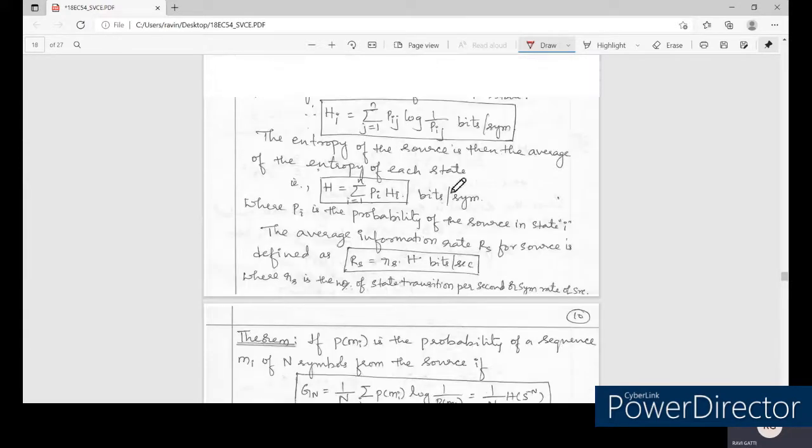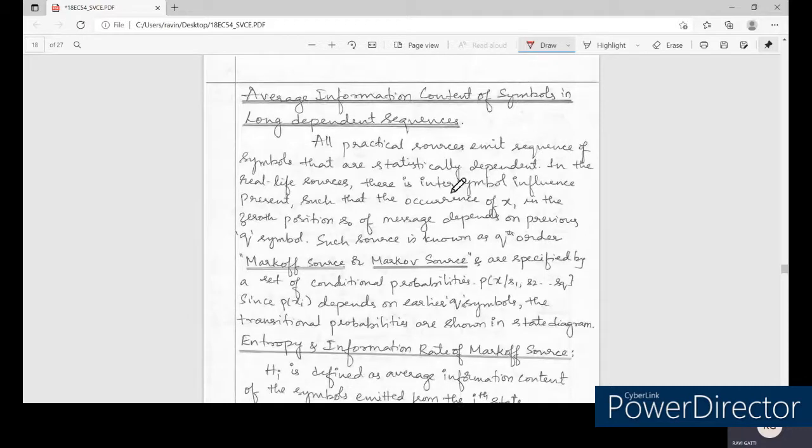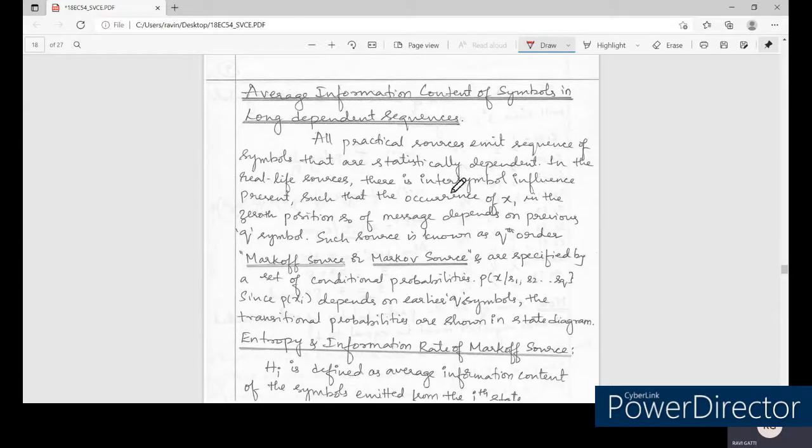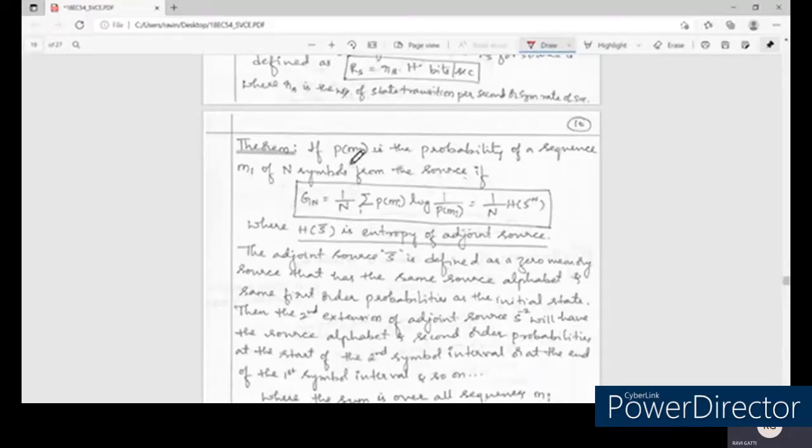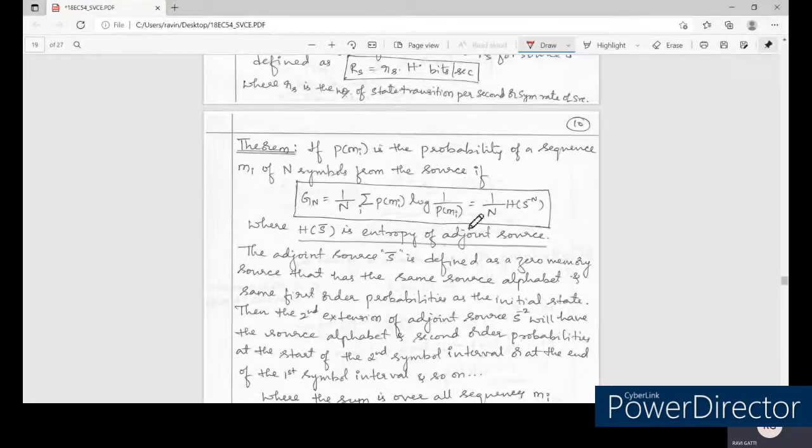Next, when we deal with a Markov source emitting a long sequence, it is necessary to find out with what probability the source is emitting and under what condition. If I increase the number of source symbols, whether the entropy will increase or decrease has to be calculated. To calculate that, we are going to use an important theorem, which we call the entropy of the adjoint source.